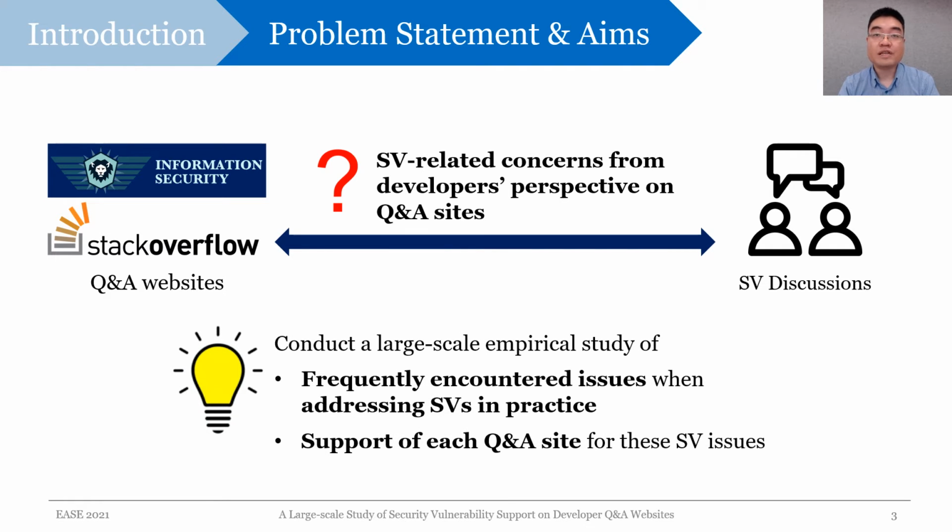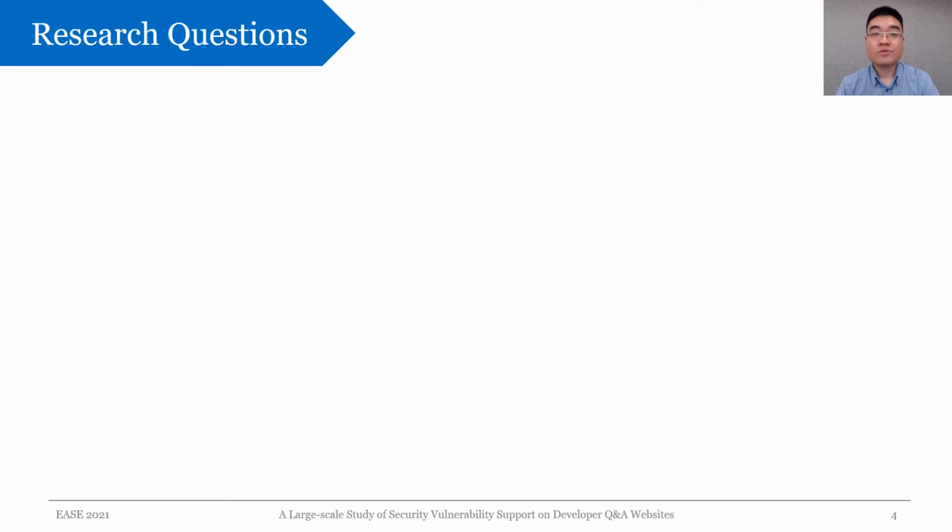Specifically, we aim to conduct a large-scale empirical study on vulnerability discussion from two large question-answer sites, namely Stack Overflow and Security Stack Exchange. First, to identify the vulnerability-related issues commonly faced by developers in practice. Secondly, we'd like to know how each question-answer website is supporting these vulnerability discussions. In other words, to what extent each Q&A site is a suitable place for discussing vulnerabilities. To achieve our aims, we set out to answer 4 related research questions.